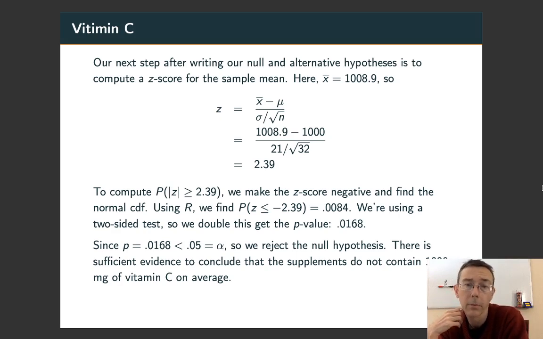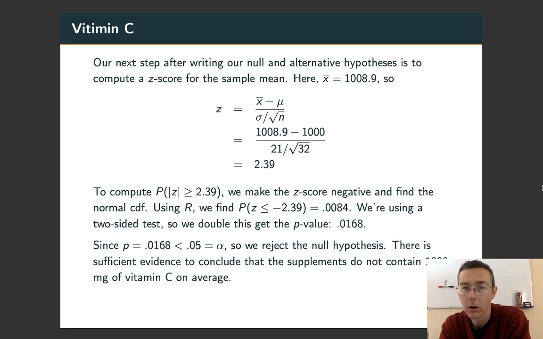So if that's the variability of individual pills, then we can get the variability of samples of size 32 by taking 21 divided by the square root of 32, the standard deviation for the population divided by the square root of the sample size. Overall, the z-score comes out to be 2.39. Our sample mean of 1,008.9 milligrams is 2.39 standard deviations over the mean value that we would expect if the null hypothesis is true. We need to know the probability of getting a z-value at least that extreme, either positive or negative, so an absolute value.